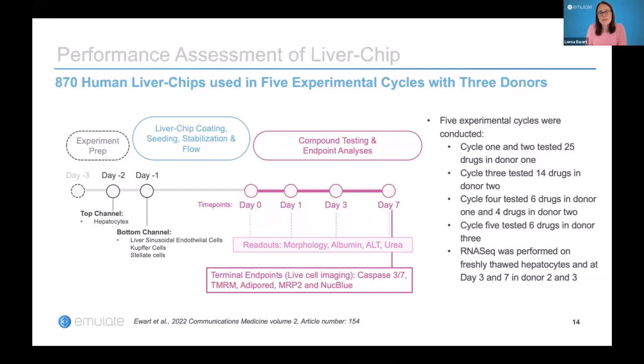At the end of the experiment on day 7, we took some terminal endpoints to look at caspase 3,7 as a marker of apoptosis. We looked at mitochondrial integrity using the stain TMRM. We also stained for Dipro-Red to see any accumulation of lipids in the hepatocytes, as well as MRP2, a drug transporter, which really shows that we have polarized hepatocytes. So this is our testing arrangement. We lastly did some RNA-seq, performed on days 3 and 7 and compared to the freshly thawed hepatocyte donor. Okay, so let's look at the data then.